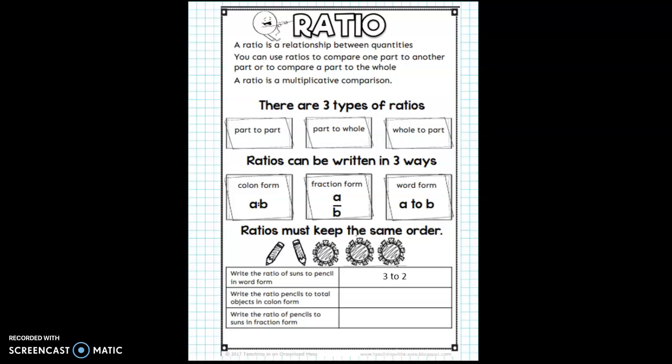Write the ratio of pencils to total objects in colon form. That means we have 2 pencils to 5 total objects, so 2 colon 5. Write the ratio of pencils to sons in fraction form. 2 pencils written over, with the fraction slash, 3 sons.